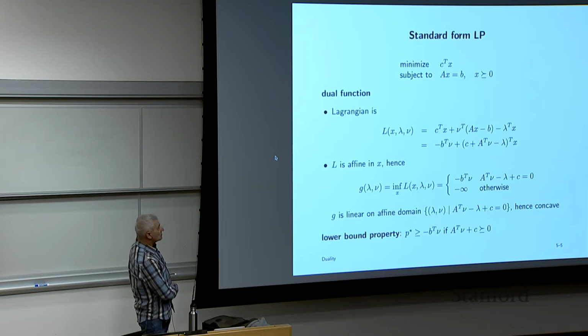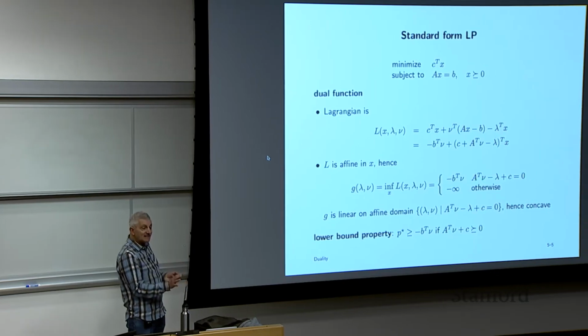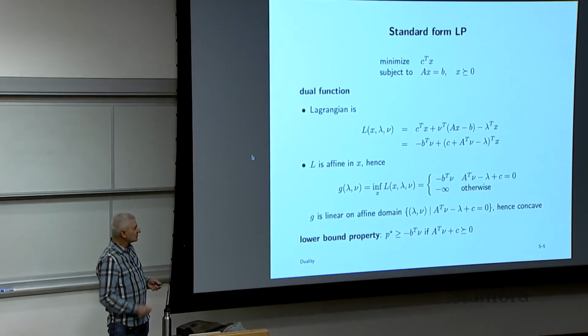Okay. So g is, in fact, a linear function restricted to a hyperplane. That's not a hyperplane, an affine set. That is, in fact, a concave function, right? I mean, it kind of has to be, right? And you know what this says? I'm going to rewrite this. This says that A transpose nu minus lambda plus c is 0. That means A transpose nu plus c equals lambda. Lambda is any parameter that's bigger than or equal to 0.